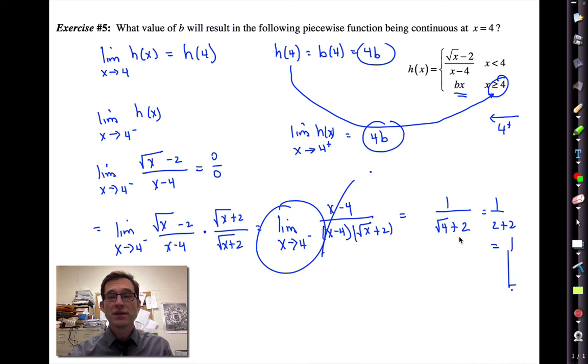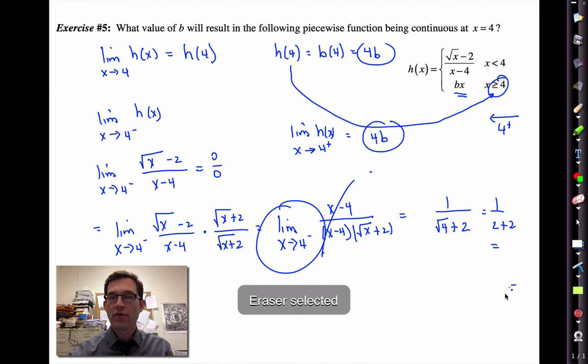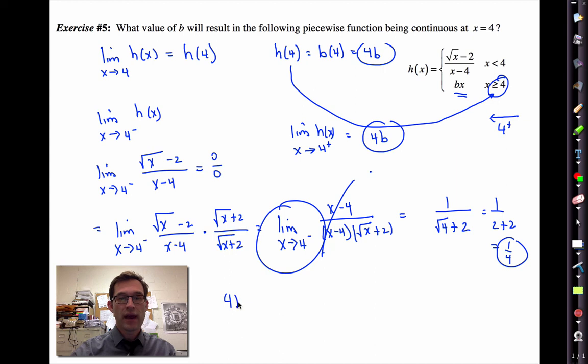So once we did substitution and erased all this weirdness, what we find is the limit coming in from the left of x equals 4 to be 1/4. But remember, that 1/4 and that 4b now have to be equal to each other. So 4b is 1/4 and b would be 1/16.